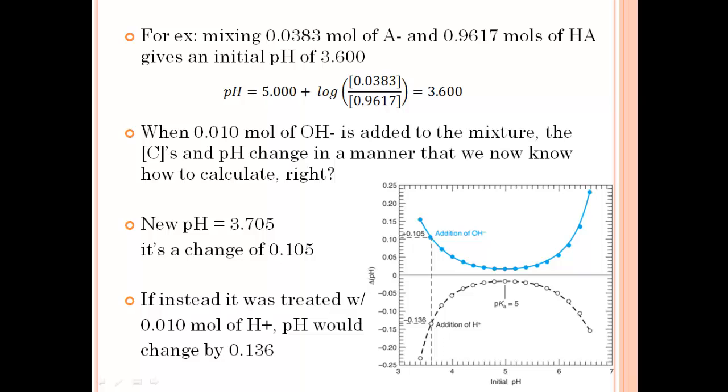And that value is actually plotted on the top half of this graph. The bottom part of that graph is the same, if you were starting with the same solution or same mixture, it's just you were treating it with a strong acid instead of a strong base. And look at the change. The change would actually be negative 0.136 pH change. So instead of it being 3.6, it would be 3.6 minus 1.136.